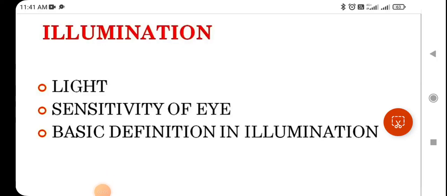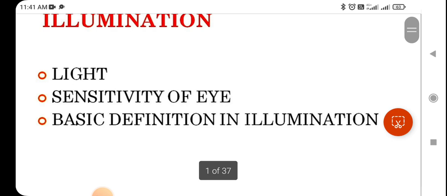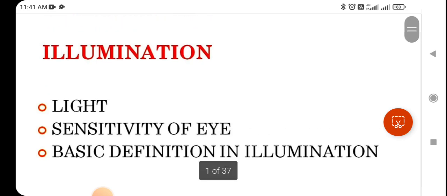Today I am going to discuss illumination. As we know, illumination means the amount of light falling on a surface, making the surface bright. So, what is light? Light is a medium by which we are able to see.